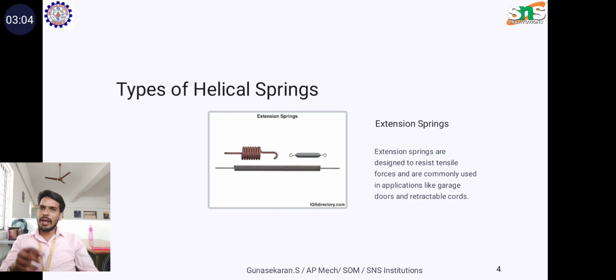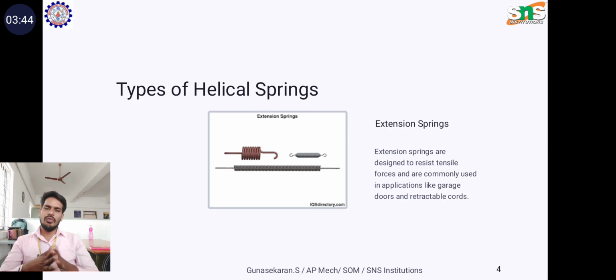Extension springs store mechanical energy by stretching under load and release it when the force is removed, returning to the original shape. Here, mainly seeing structural functions. The coils are tightly wound and extend when pulled, exerting a force opposite the applied load. The force exerted is proportional to the extension distance as per Hooke's law, making them ideal for applications requiring control of tension.